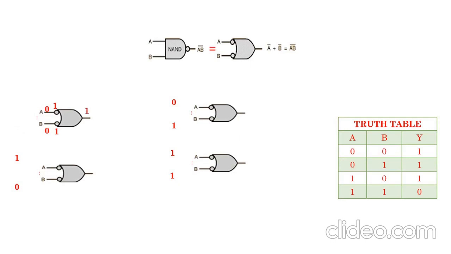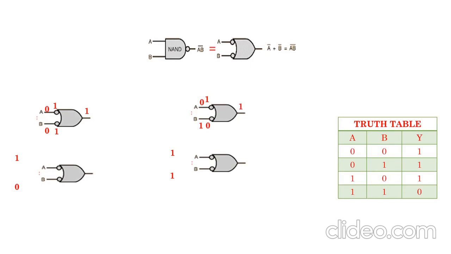Next, when 0 is applied to A, at the bubbled point it will appear as 1. When a 1 is applied at B, at the bubbled point it will appear as 0. So the OR operation of 1 and 0 will give me an output of 1.